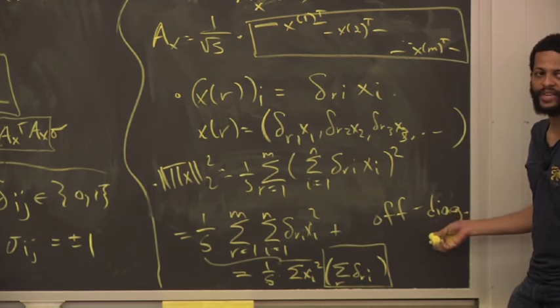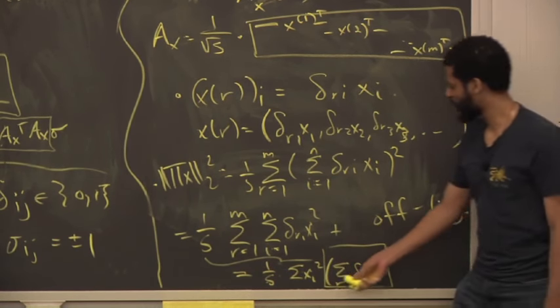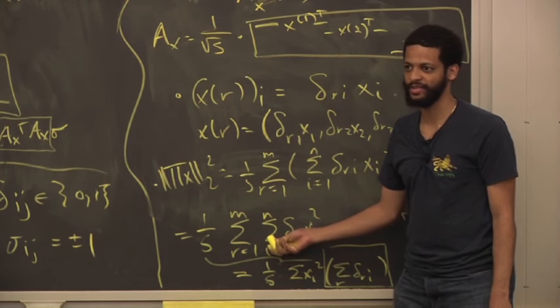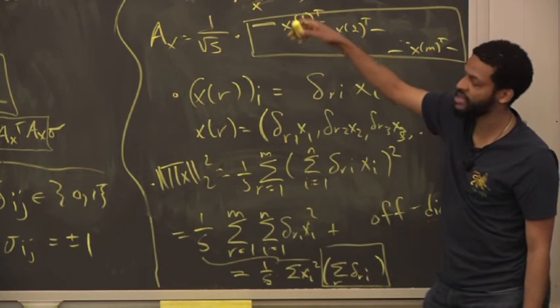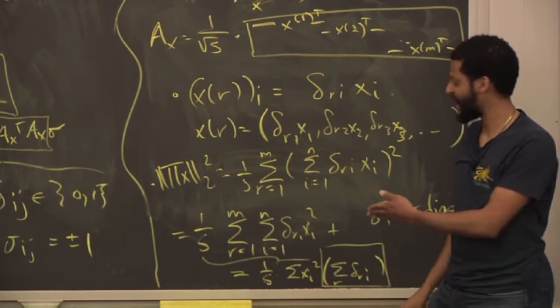What happens if you don't have exactly s per column, but you have expected s per column? This term doesn't disappear exactly. And that's actually what screws you over. That's why if you go with this kind of Achlioptas kind of approach, you're not going to get asymptotic improvement. It's really the diagonals that screw you.